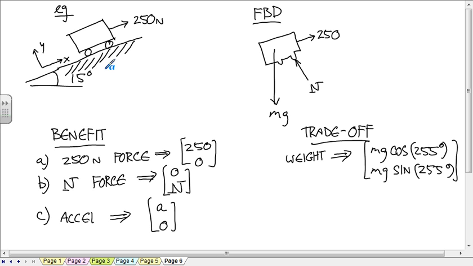We're going to see that there's actually one other benefit that will come up when we start talking about friction, and that's that the friction force is always parallel to the surface. And so that's another force that's easy for us to deal with in the rotated coordinate system. The trade-off is we need to come up with this new way of dealing with the weight. That's all.